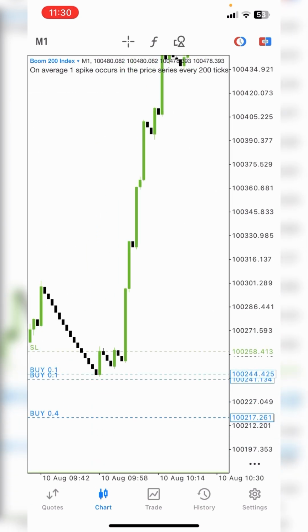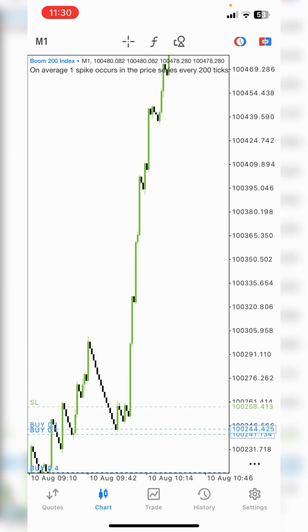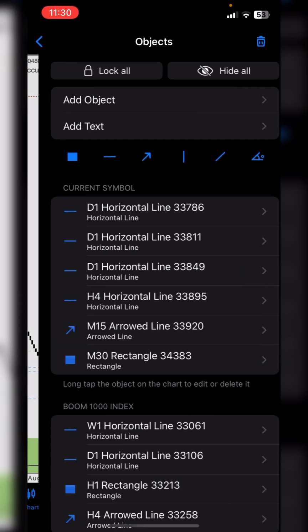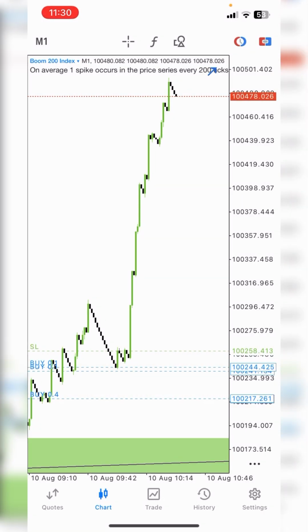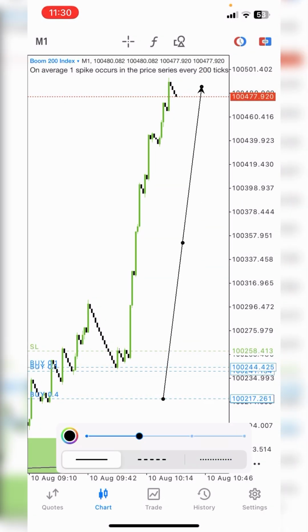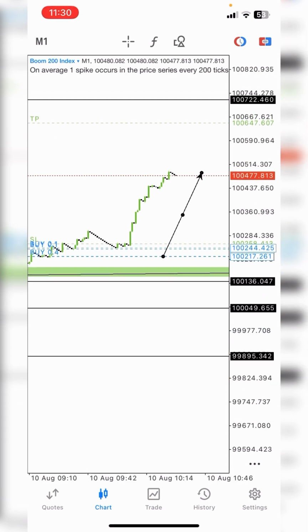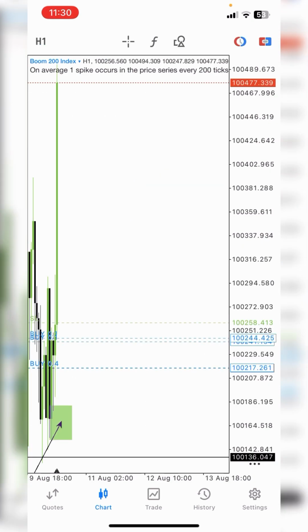Today, you can see our entry down there. We just smashed the first TP, and we have a second TP up here. That was pretty simple. So as usual, I will show you my reasons for this trade.